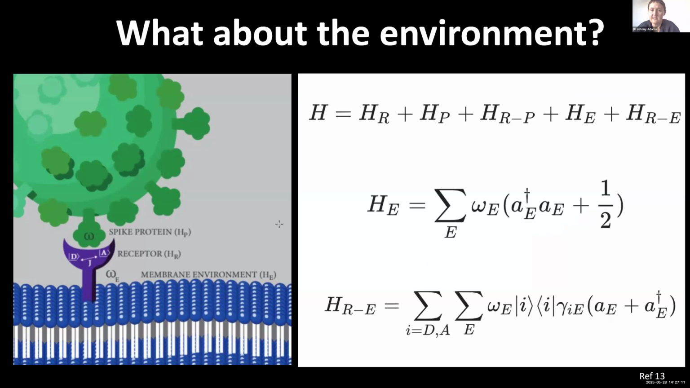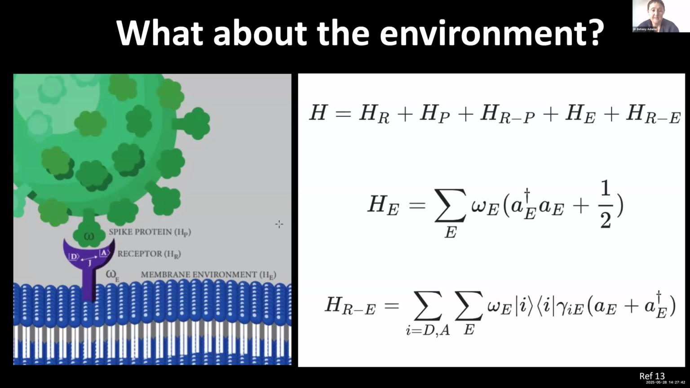So last week, we mainly looked at coherent dynamics of our system of interest, meaning we didn't consider the effects of the environment. And this week, we're going to include the environment interactions. So what do I mean by an environment in this context? Well, in addition to the receptor interacting with the spike protein, this receptor is a transmembrane receptor, so it is embedded in a membrane that it interacts with. So the full Hamiltonian has to include the membrane dynamics as well as the receptor interaction with this membrane.